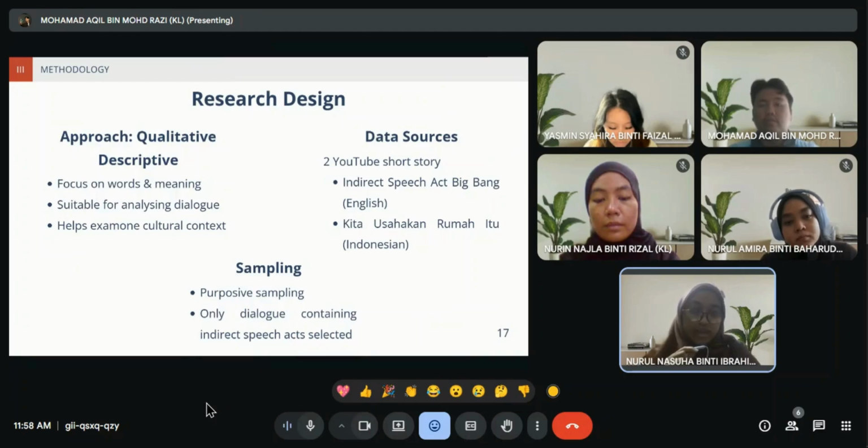Next, looking at the data sources, our data comes from two YouTube videos. The first one is Indirect Speech Act Big Bang, which is in English language and Western culture. And another one is Kita Usahakan Rumah Itu in Indonesian language, which is in Indonesian culture. Looking at the sample, we use purposive sampling, meaning we only selected lines that actually contain indirect speech acts.